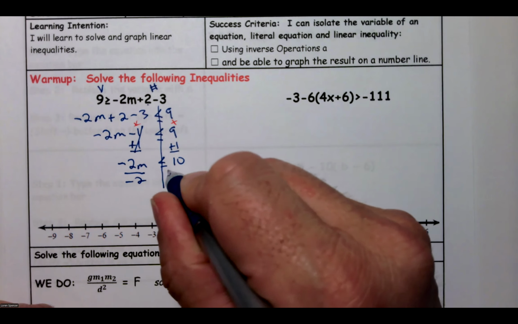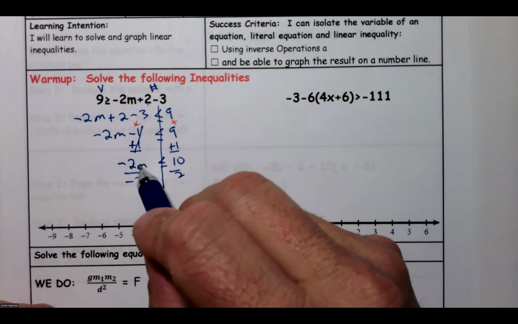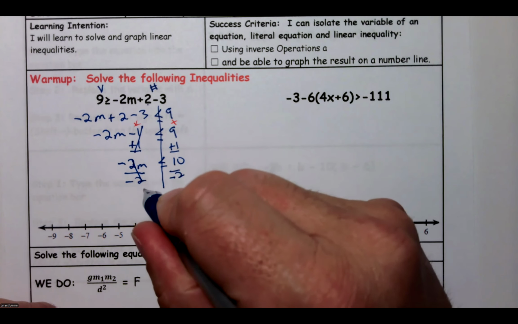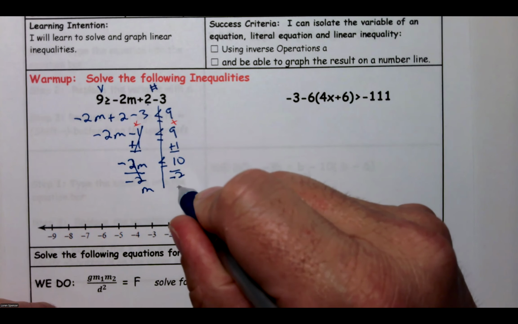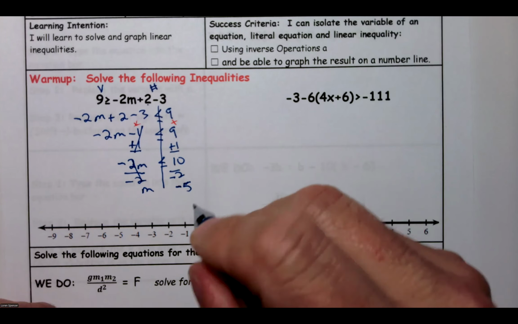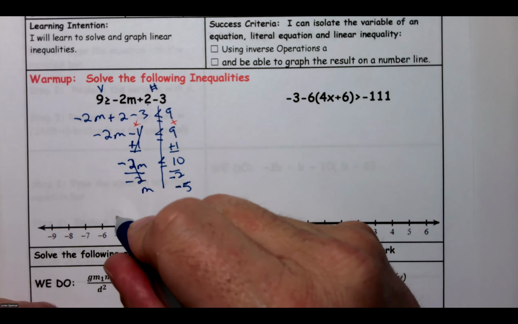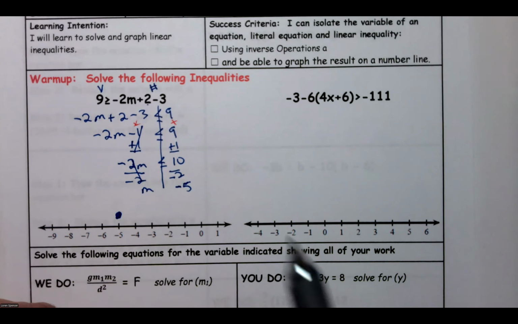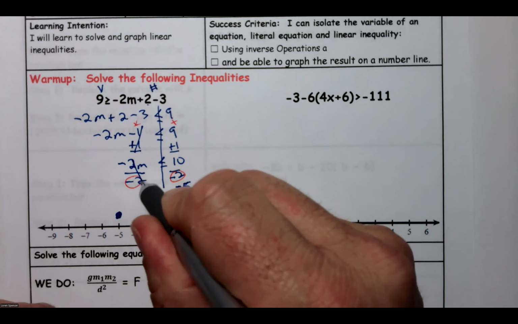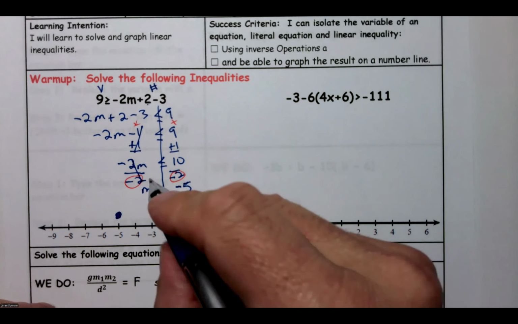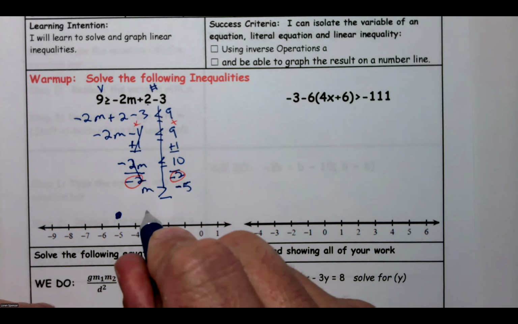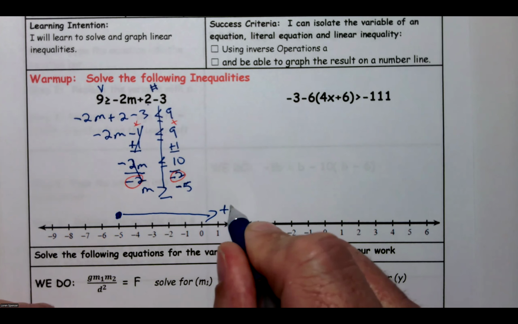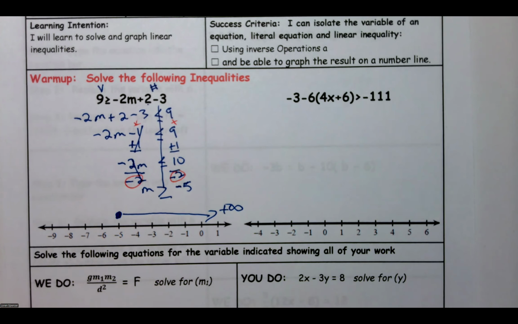Divide both sides by negative 2, because this is being multiplied, so we undo multiplication with division. And this is m, and this is going to be negative 5. We know we have a line underneath it, so we're going to have a solid. But what we have to be careful of here is, if you notice, I divided by a negative. When we divide by a negative, we need to flip our sign. So our sign is now facing this direction. So that's our arrow, and it's headed towards positive infinity.